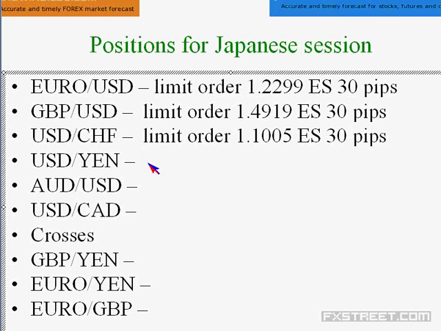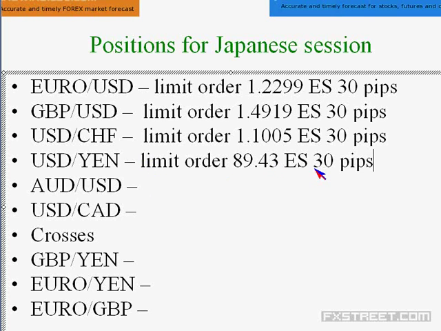Then in the case of yen, the low is 89.42 and currently the market is holding near that. So I will pick a limit order at 89.43 with an entry stop of 30 pips. So at any given time, whatever order I place, immediately I place the entry stop also.